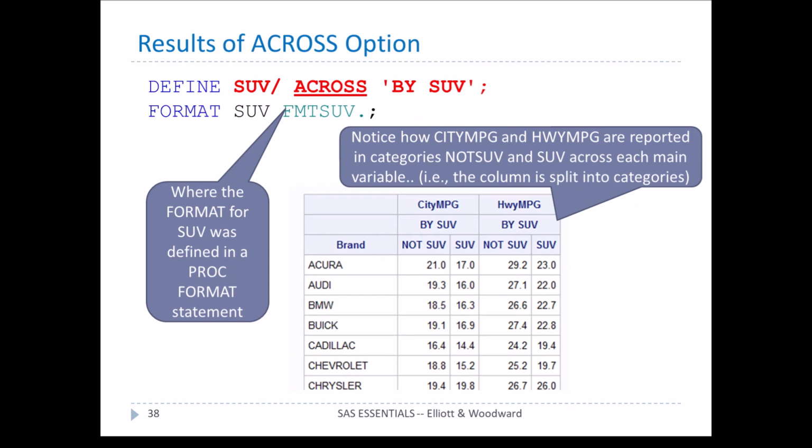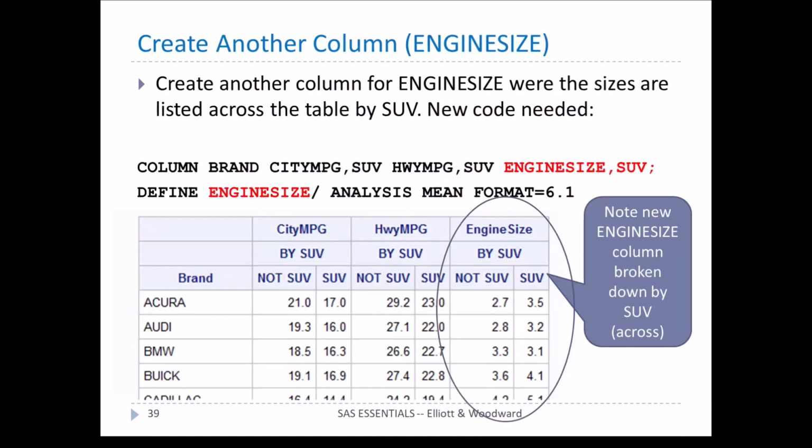So here we have the brand, Acura, Audi, BMW. We have city miles per gallon, and then by SUV. And notice the across, what that does is it breaks it down. So by our format, not SUV and SUV. And same with highway miles per gallon. By SUV, not SUV and SUV. So the across broke it down across rather than stacking it on top of one another like we've seen before. So the across comes in handy if we want to create columns that are broken down by certain values within a particular variable. Let's add another column just to show you how easy it is to add columns once you've got the hang of this.